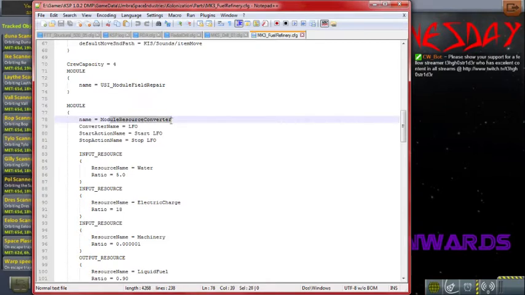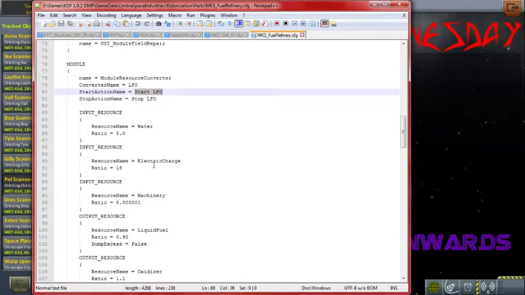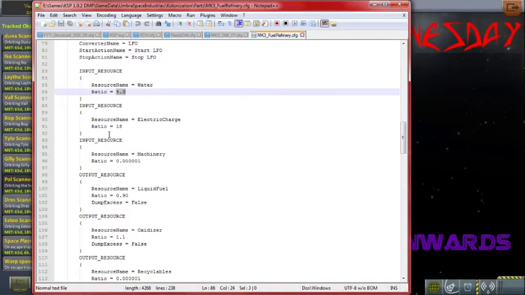Okay, module resource converter. Converter name is just the one that you give it, along with start and stop animation names. They're just for the user interface. Whatever you put there is seen in the user interface, so you can call it Fred if you want. Input resource is what you need to go into the converter. In this particular case, water, with that ratio. Multiple inputs allowed, as well as multiple outputs.